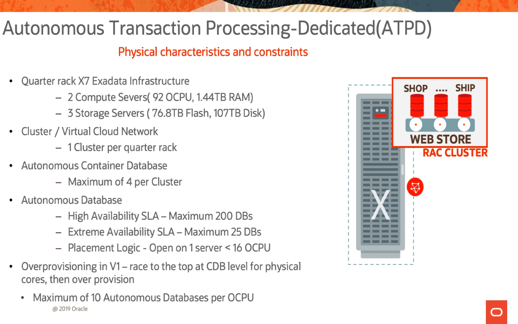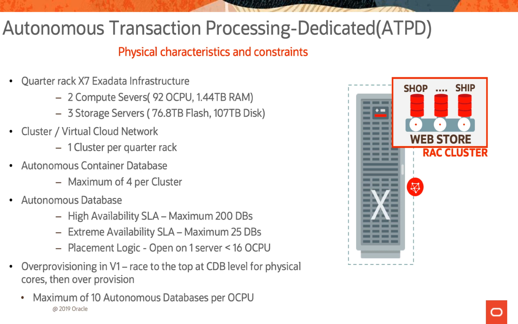You have a cluster of virtual cloud networks, so you can have 1 cluster per quarter rack at the moment. You can have a maximum of 4 per cluster in a container database, and in terms of high availability, the service level agreement is on a maximum of 200 databases, or it provides an extreme availability SLA for a maximum of 25 databases.